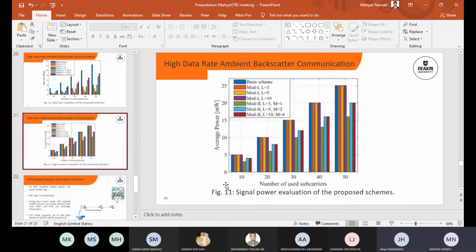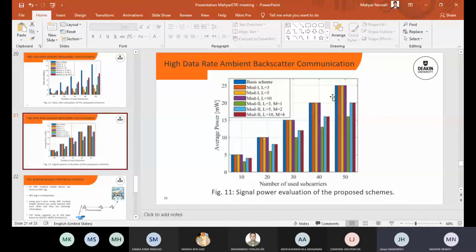Another simulation, due to the lack of time, is very similar to the previous simulation, but it is in terms of the average power. What it gives us is that it doesn't add much average power compared to the conventional models. But when we use index modulation with a lower number of subcarriers, we can have a lower average power compared to the conventional models.